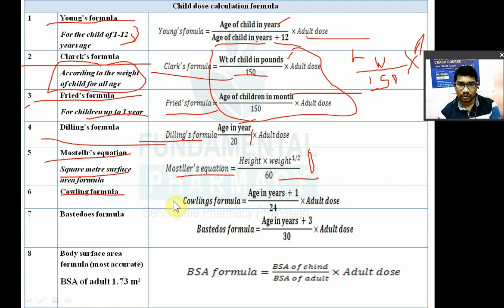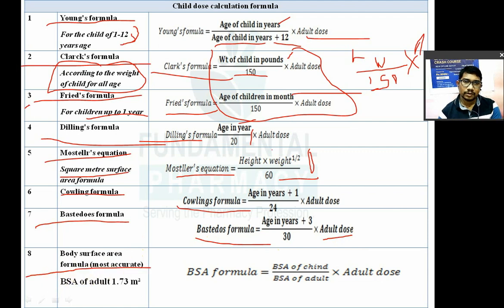Crowling's formula is nothing but the age in years plus 1 divided by 24 into adult dose. Next is Bastard's formula. Bastard's formula is nothing but the age in years plus 3 divided by 30 into adult dose. तो Crowling's and Bastard's ये थोड़ा सा लाइकवाइज है दिखने में. एंड लास्ट फॉर्मूला है आपका बॉडी सरफेस एरिया फॉर्मूला.